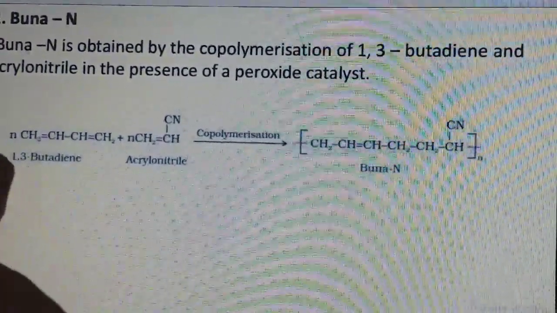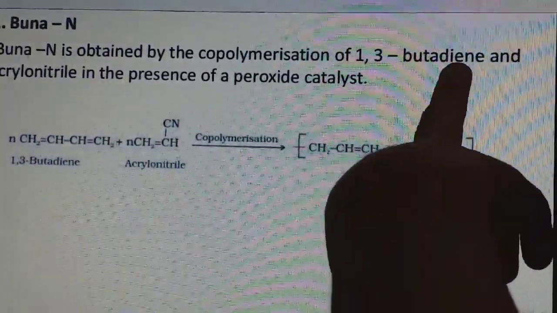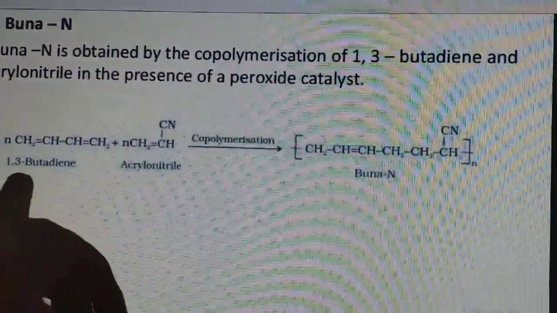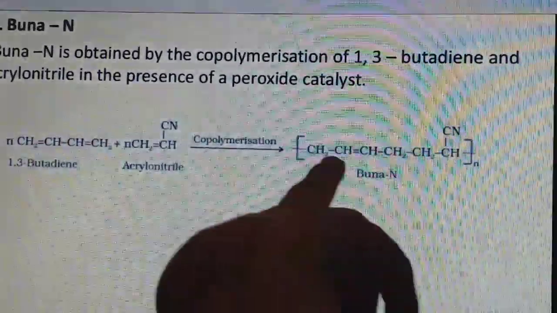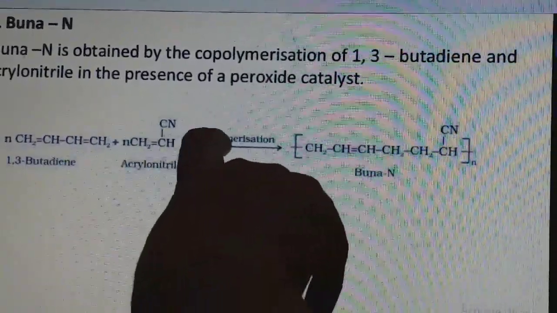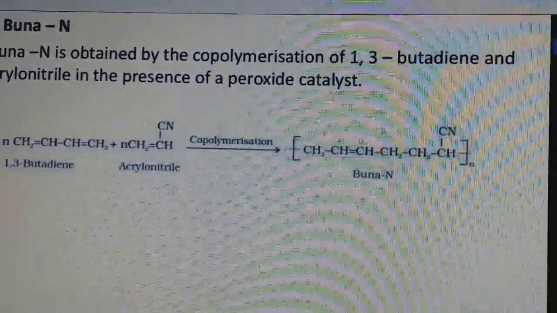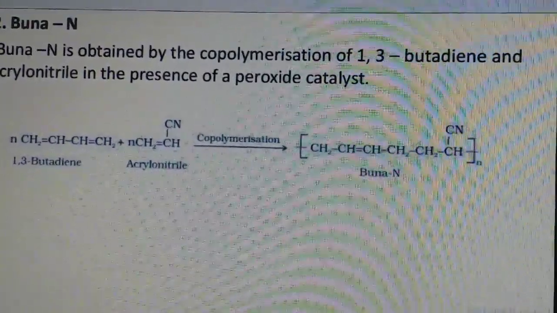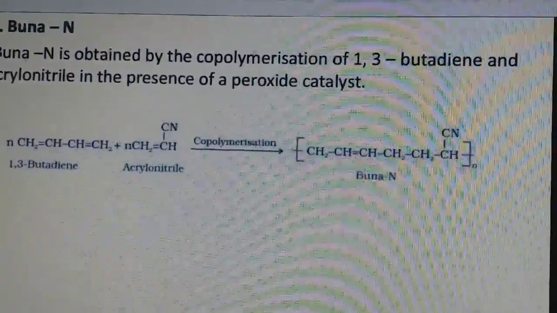Next is Buna N. Buna N is obtained by the copolymerization of 1,3-butadiene and acrylonitrile in the presence of peroxide catalyst. In 1,3-butadiene and acrylonitrile, the double bond is shifted to the middle, and then the other double bond is removed. It is getting attached with this, and this side it is extended, and this is Buna N. Where is it used? It is used for making oil seals, tank lining, etc. It is resistant to the action of petrol, lubricating oil and organic solvents.